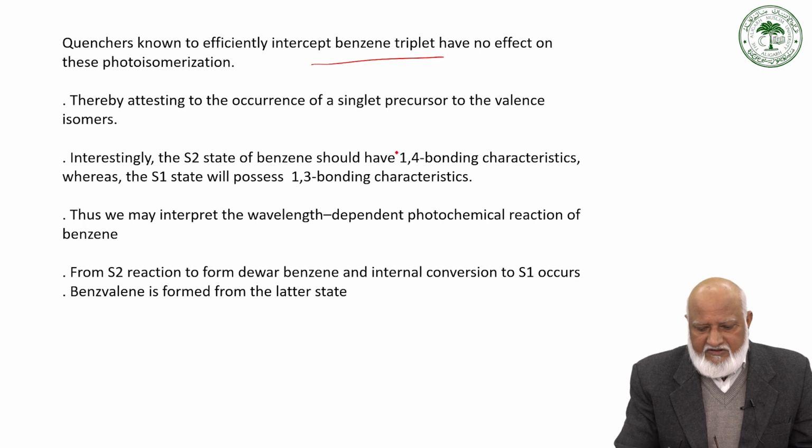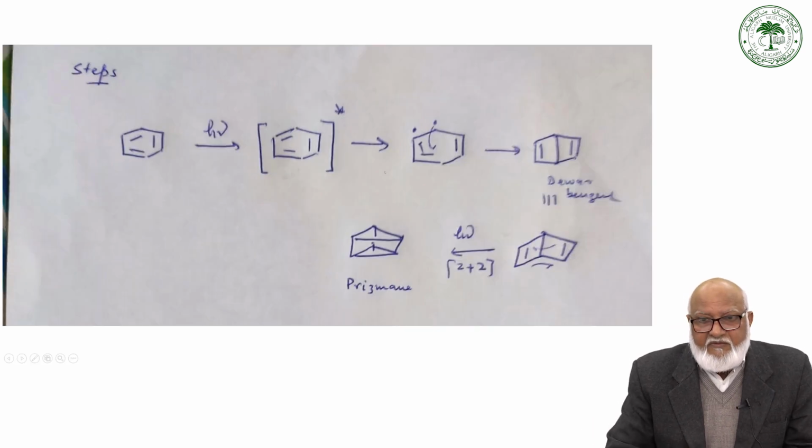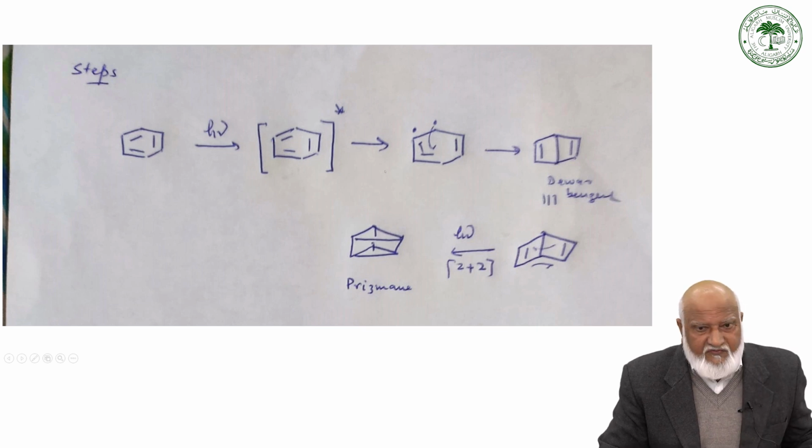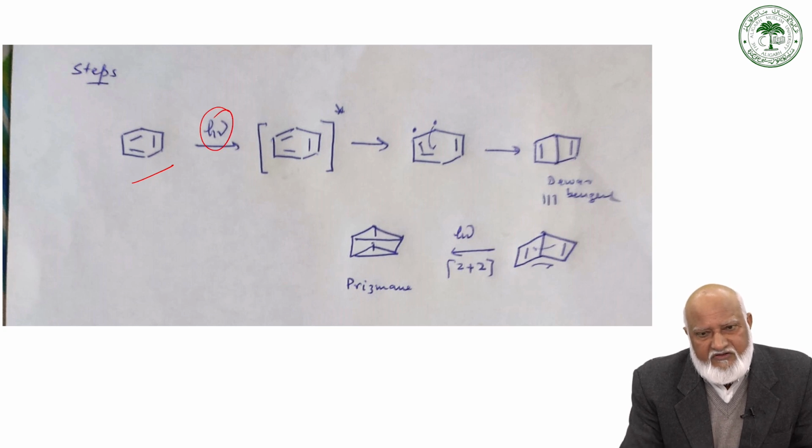Hence, let's see some of the steps involved in the formation of these products. So we can say that benzene under photolytic condition, we can excite one of these double bonds.